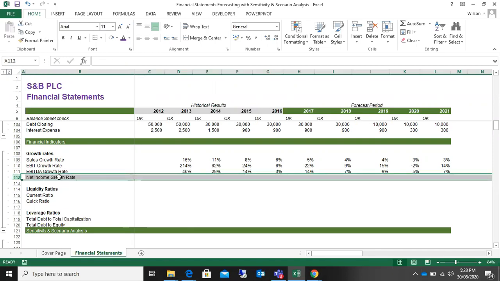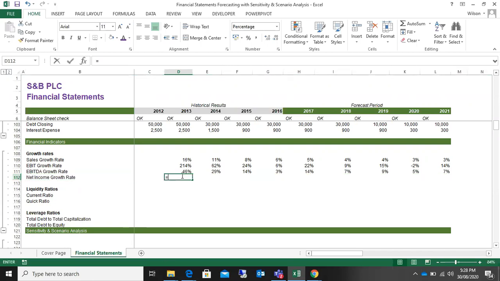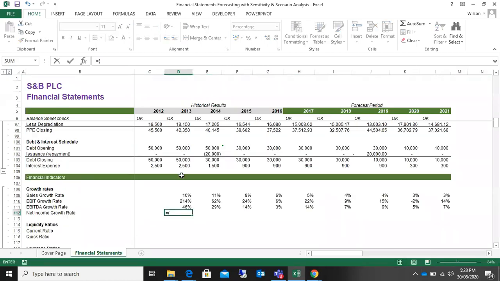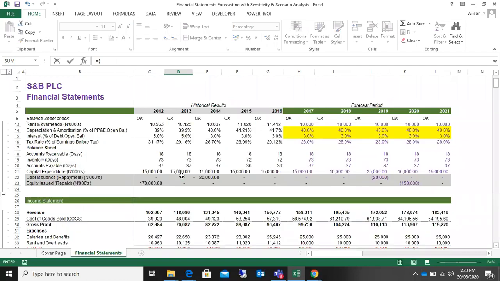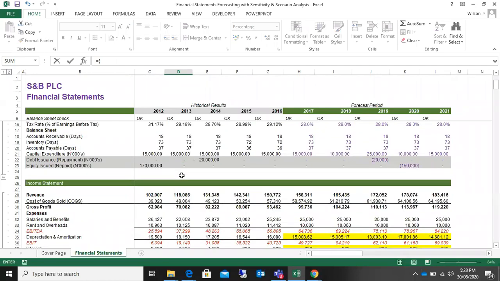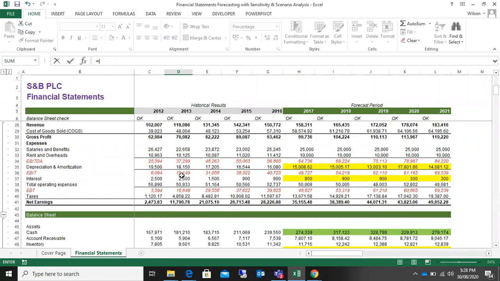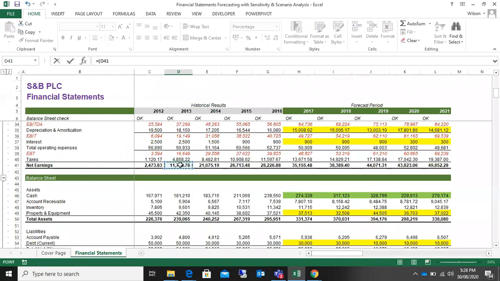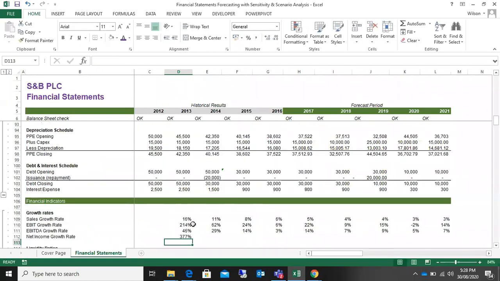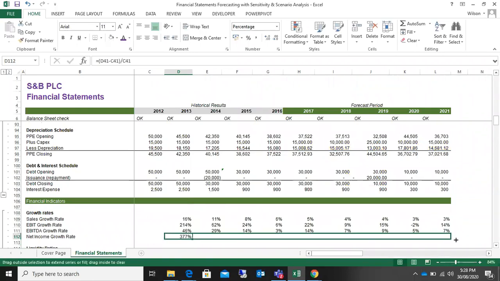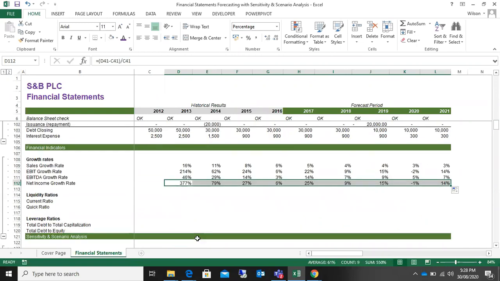So this is the net income growth rate. It's also the same thing. The same thing is going to apply for the net income growth rate. That's the same thing as the net earnings. All right, so what I'm simply doing here is straightforward, right? So this is what we have.